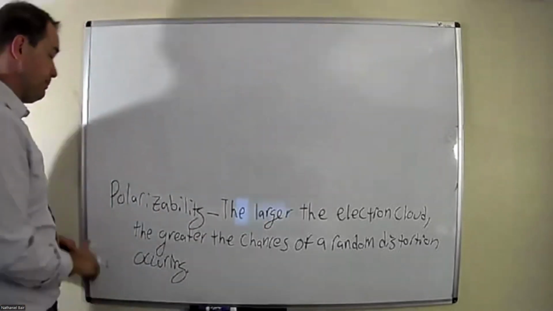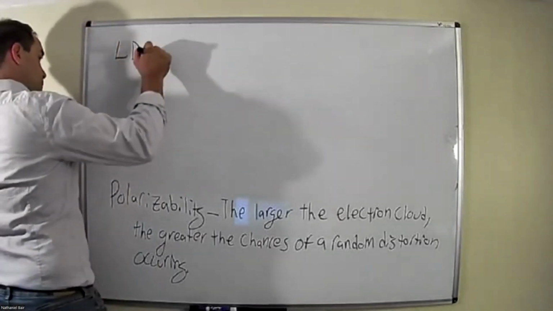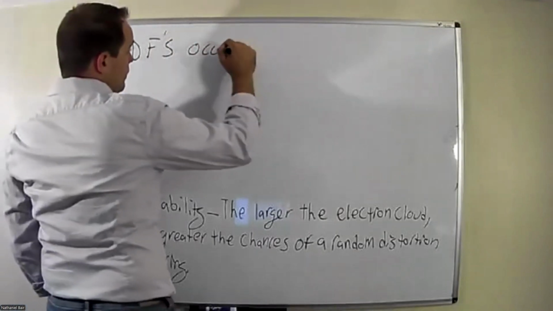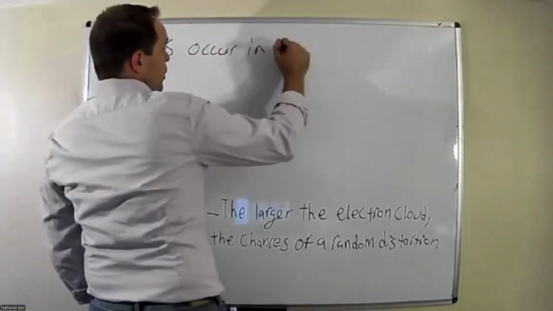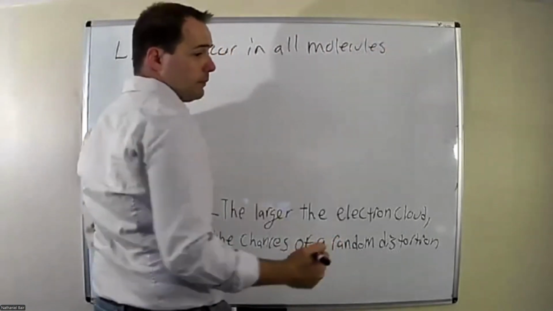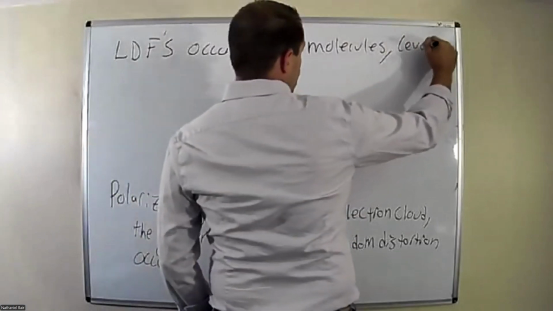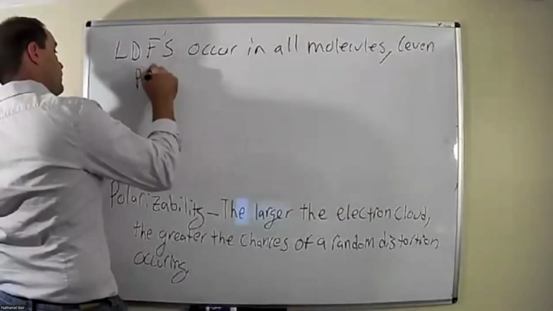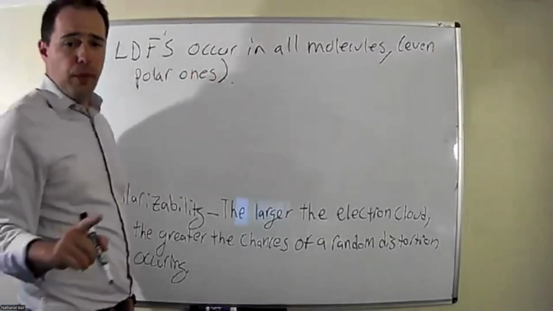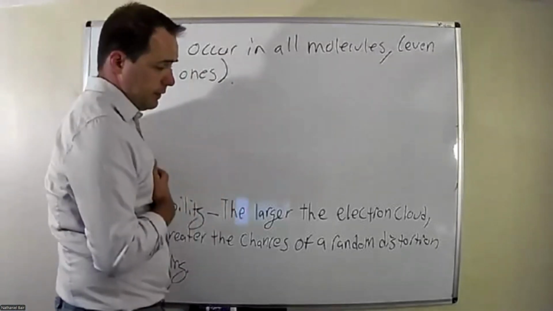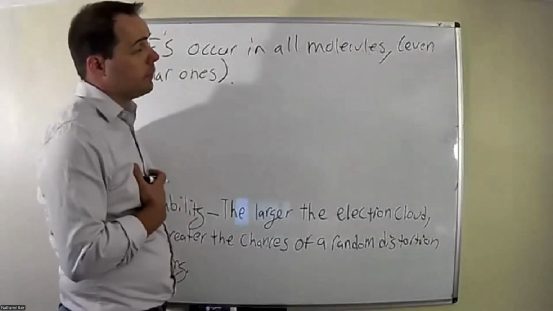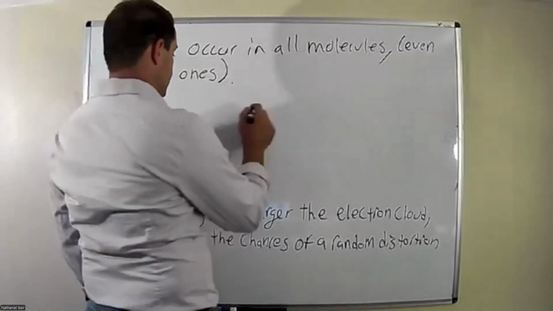Angel's absolutely right. London dispersion forces occur in all molecules, even polar ones. Think about it. If you're a polar molecule, like, I don't know, how about HF? No, I don't like that one. How about carbon monoxide, which we did earlier?